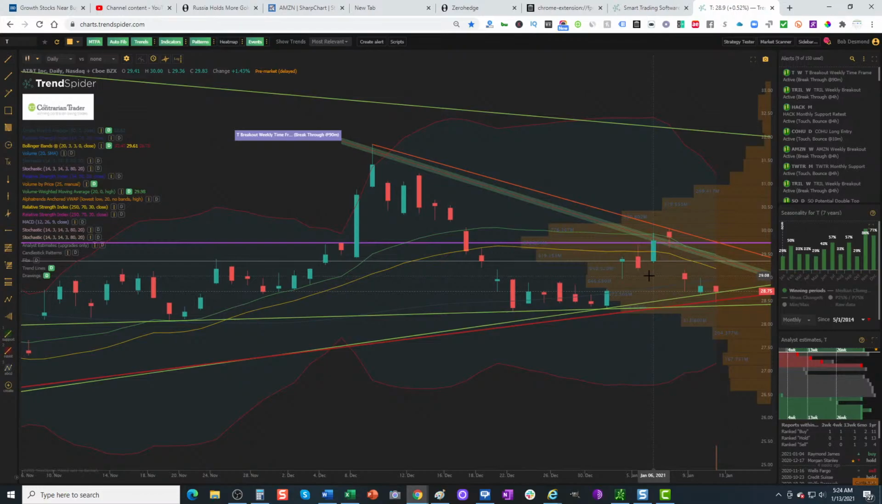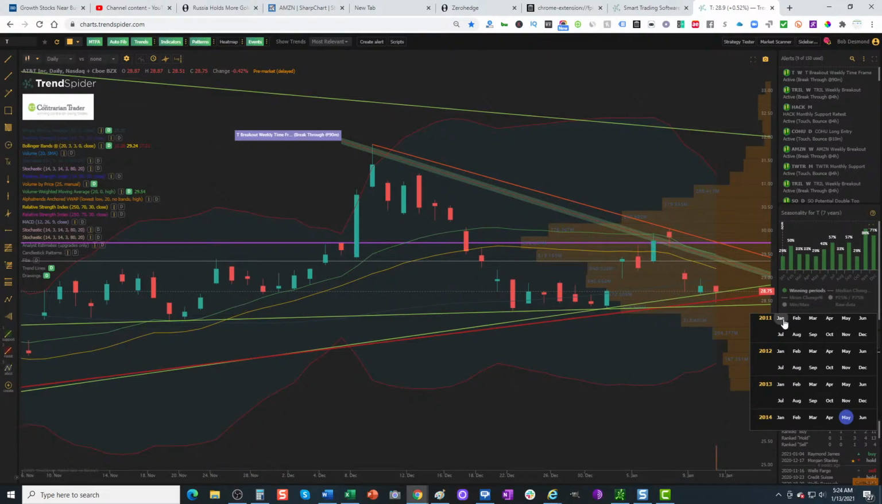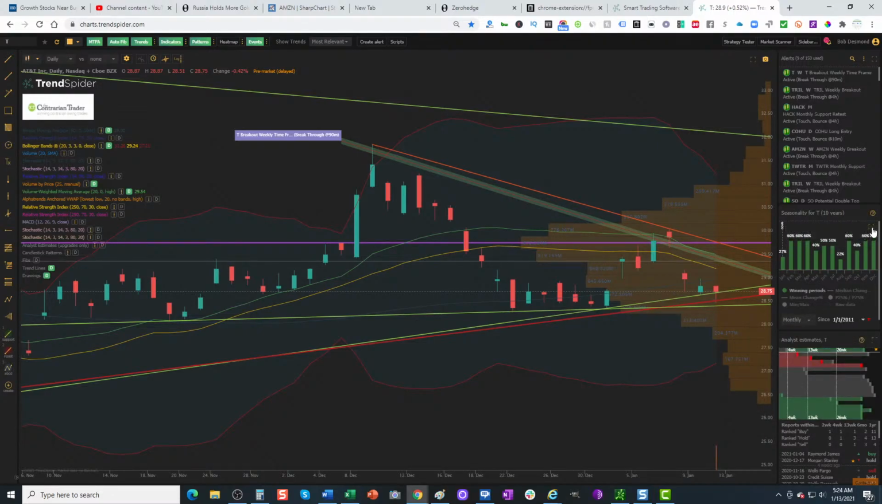So I would scratch the itch here. Throw on a trade, then add more on a breakout above the upper band of resistance where we have our alert set. Seasonality. Let's go back further. There's got to be more data than 7 years. Yep, there is. We'll go back to 2011.